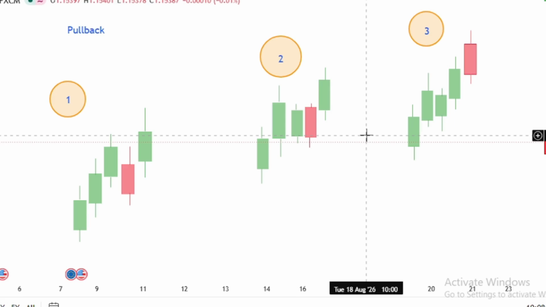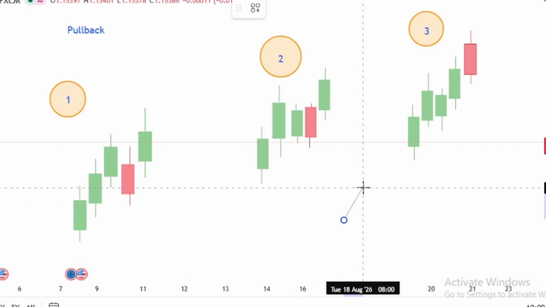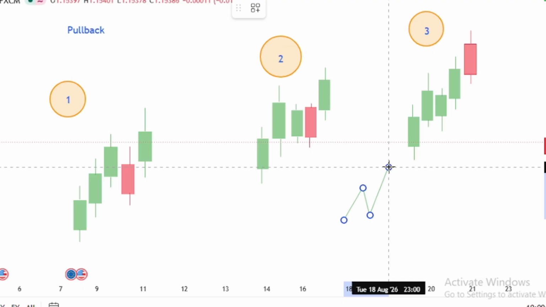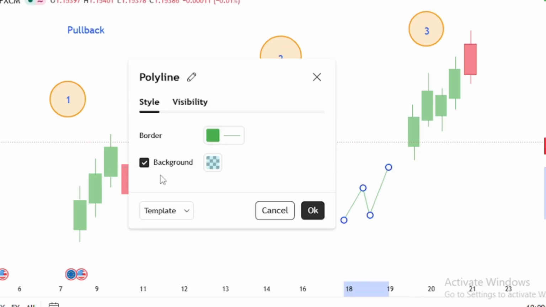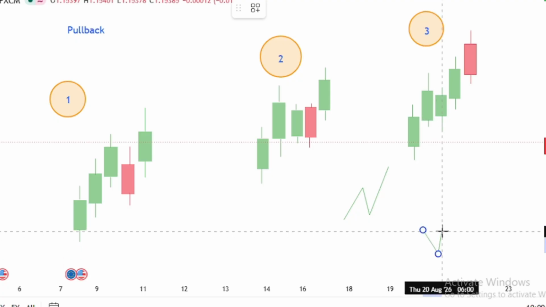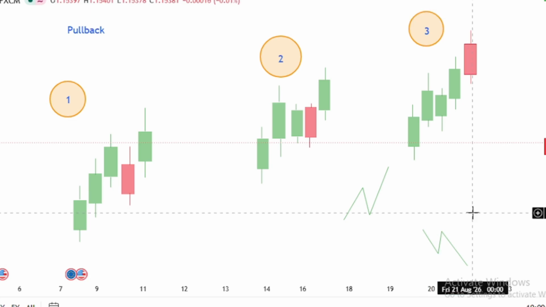A pullback looks simple on the chart. Price moves up, pulls back, then continues higher. Price moves down, pulls back, then continues lower. But here is where traders get into trouble.